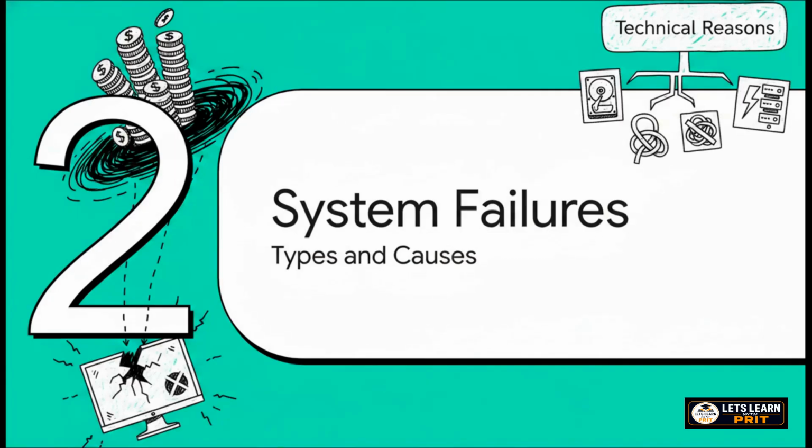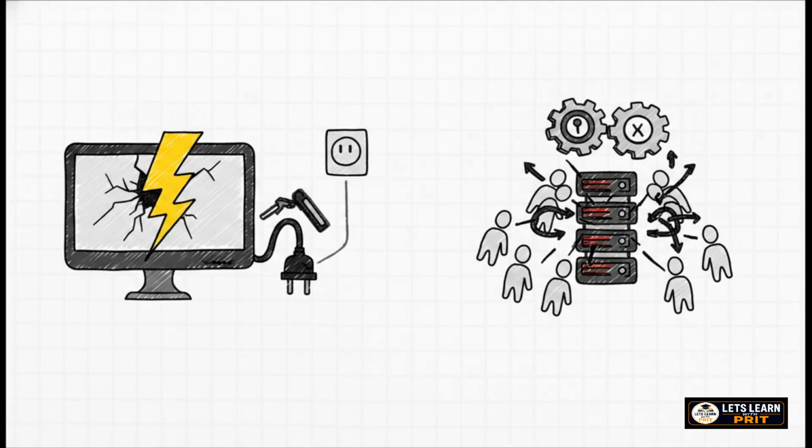Now for Section 2. We need to understand the technical reasons behind this mess. Let's look at the types of system failures. So, why do these failures happen? Why does a system just suddenly crash? Well, the villains of our story fall into two main categories.